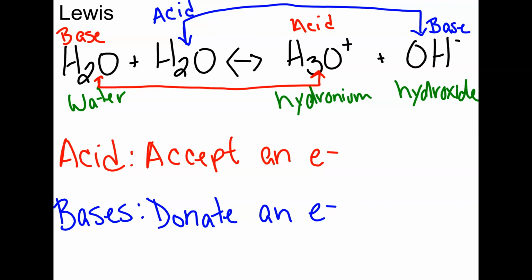You should know that in this, there's always going to be an acid and a base on either side of the reaction, and if a substance is a base in the forward reaction, it's an acid in the reverse. And the opposite is true of the other substance. If it's an acid in the forward reaction, it's a base in the reverse.